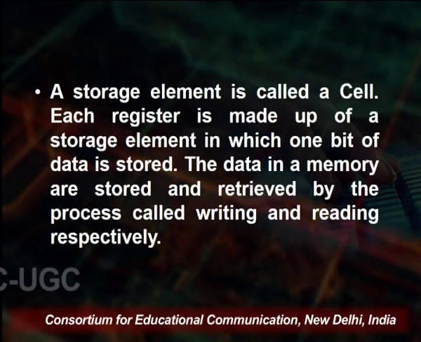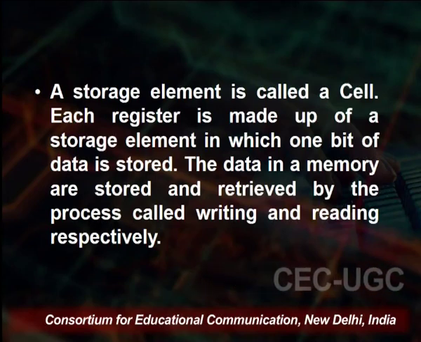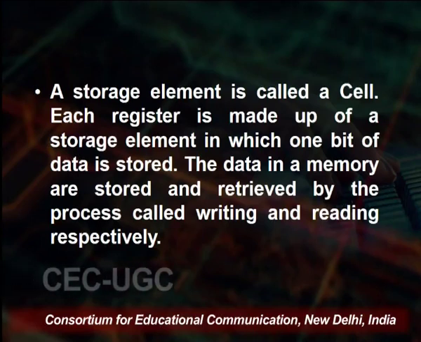Memories are made of registers, and each register in the memory is one storage location. So the storage location is also called the memory location. The memory locations are identified using the address. The total number of bits a memory can store is its capacity. The storage element is called a cell, and each register is made up of storage elements in which one bit of data is stored. Means one cell can store one bit of data.